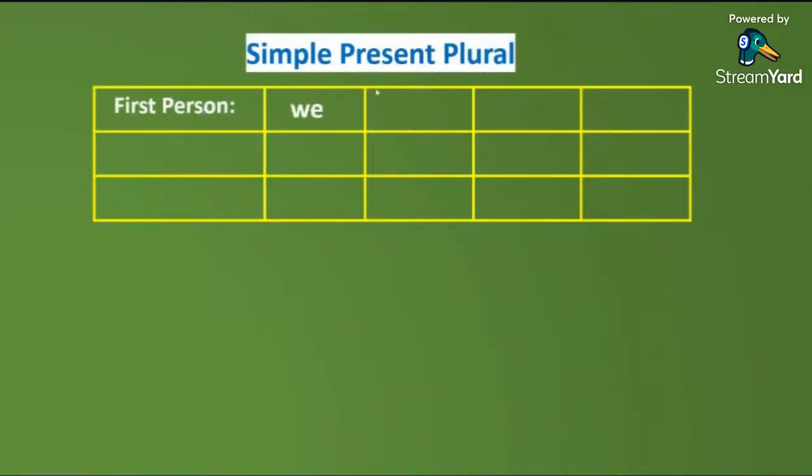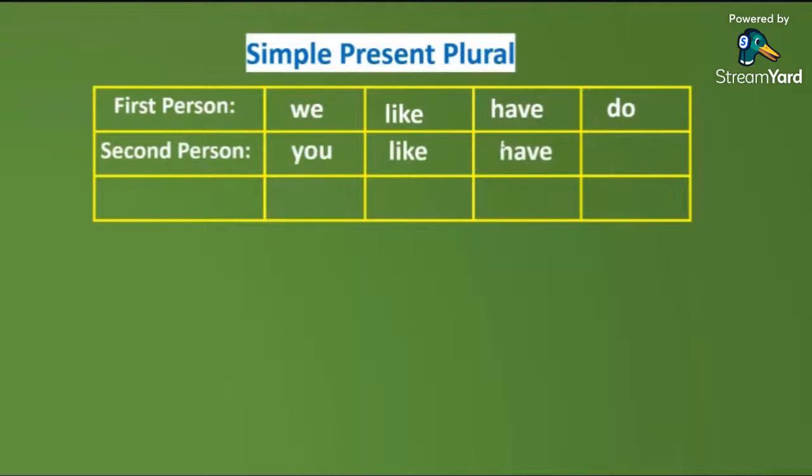Simple present plural. First person, we like, we have, and we do. Second person, you like, you have, you do. Third person, they like, they have, they do.